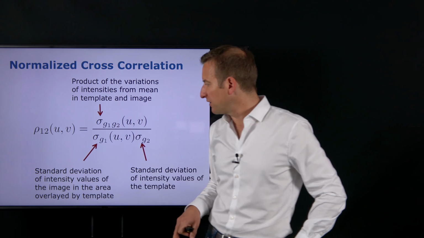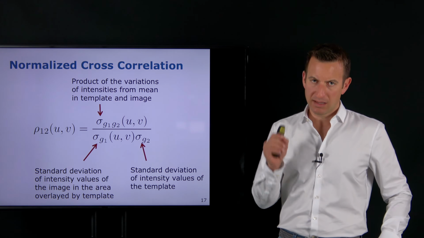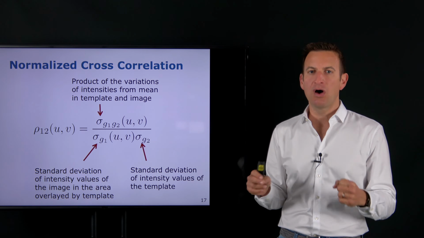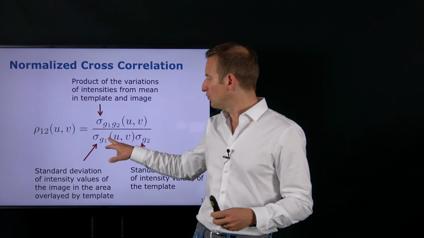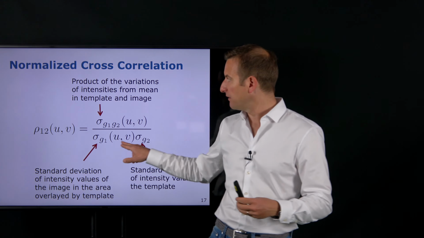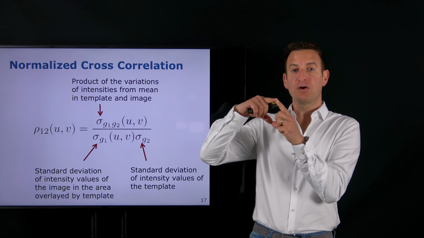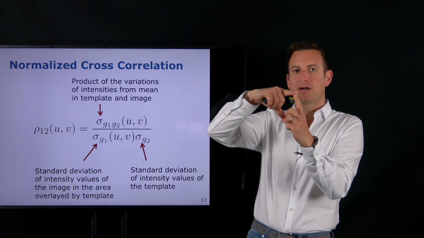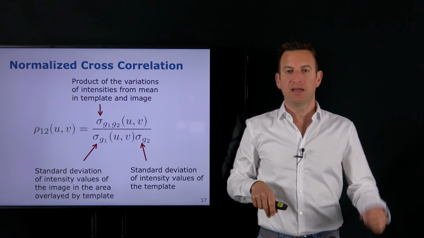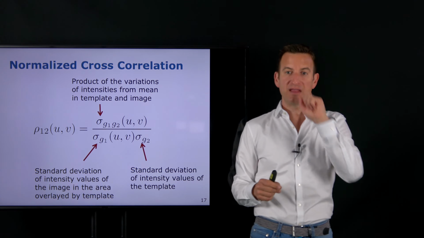Then I have down here the standard deviation of the intensity values in the original image, but not computed over the whole image, only taking into account those in the overlapping area of the template and my image. Therefore the shift parameters matter here, because I'm taking the size of the small image, overlaying it with the large image, where 0, 0 will be at that location, and then only computing the standard deviation of intensity values in that local area.